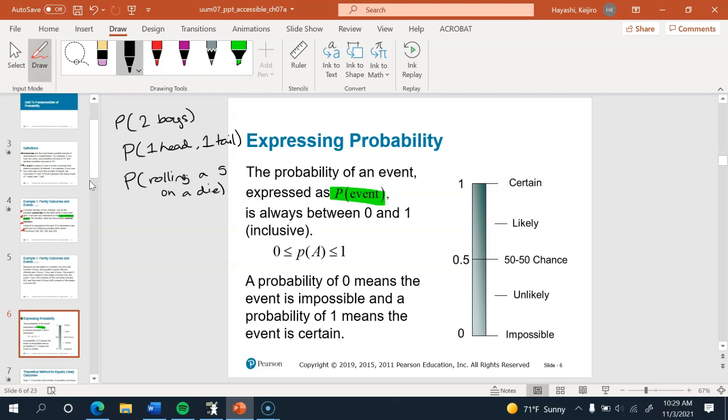But that's the way that you write the probability of something. P with a set of parentheses with the event of interest on the inside, and it's read p of that event, right? P of 2 boys, the probability of 2 boys, probability of 1 head, 1 tail. Okay, every probability expressed in this way is in between 0 and 1. Always.